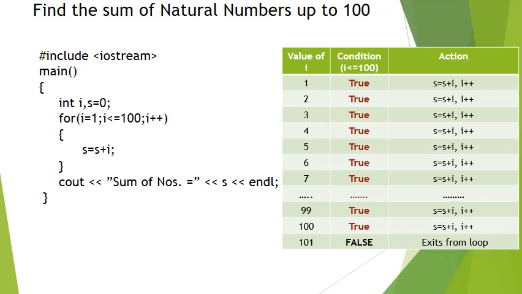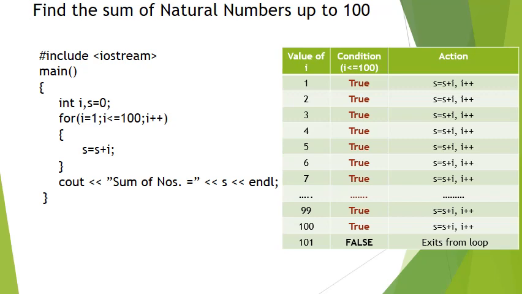Now the new value of I becomes 100. It will check whether 100 is less than or equal to 100. Yes, the condition is true. So 100 is added to the sum variable s. After that it will increment the value of I by 1. Now I's updated value is 101.